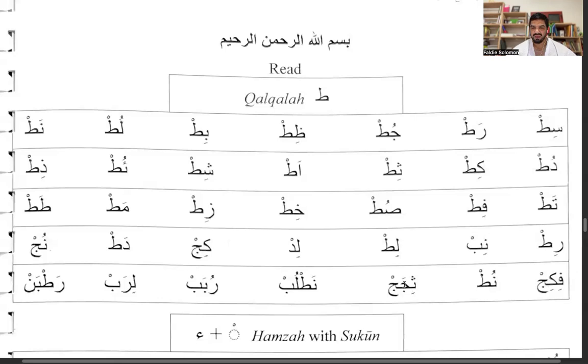Okay, here we have natlub. Qalqalah on the ta and on the ba. Ratban, ratban. No qalqalah on the noon. So what are the letters of qalqalah that we've seen so far? The ta, the ba, the jim, and the dal. All right, that's it for the letter ta, alhamdulillah.